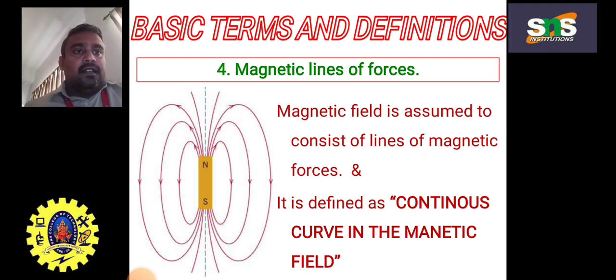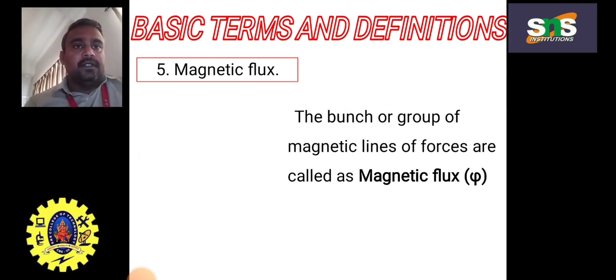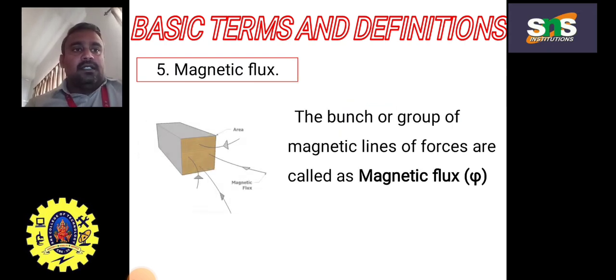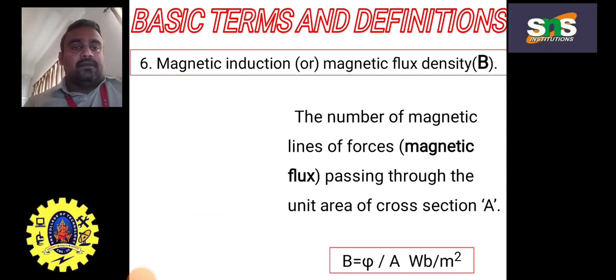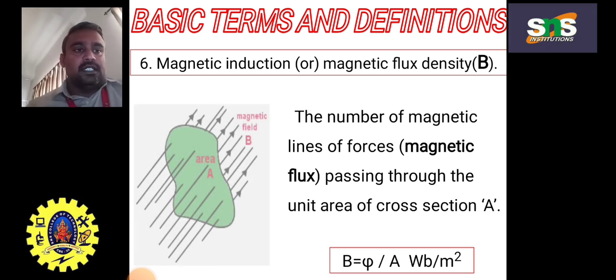The next, magnetic lines of force. The magnetic field is assumed to consist of lines of magnetic force. It is defined as a continuous curve in the magnetic field. And the magnetic flux: the bunch or group of magnetic lines of force is called magnetic flux. And the flux density or magnetic induction: the number of magnetic lines of force passing through the unit area of cross section.